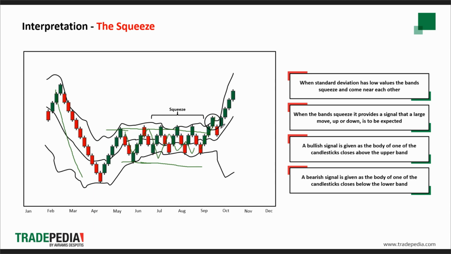Okay, so a bullish signal is given as soon as the body of one of the candlesticks closes above the upper Bollinger Band. So it's mainly referring to this candle itself, where it closed above the upper Bollinger Band. And a bearish signal is given as the body of one of the candles closes below the lower Bollinger Band itself. Okay, so with that in mind, let us go over to the next slide.